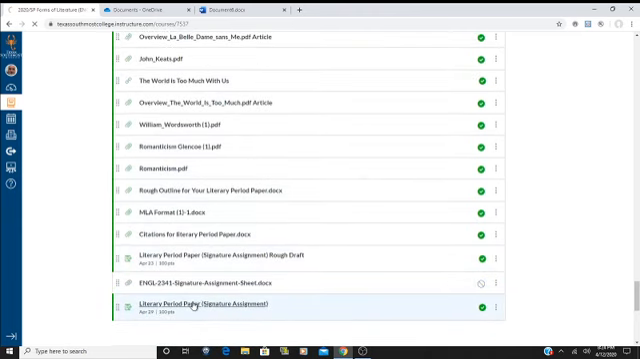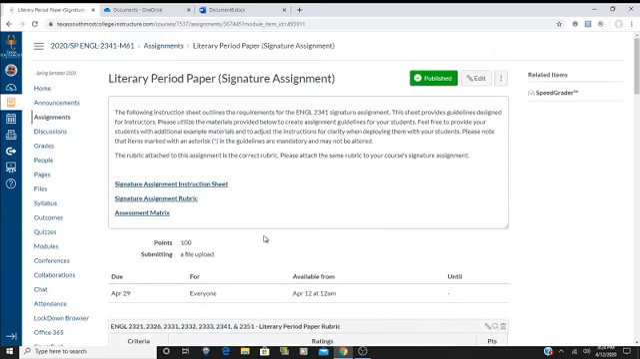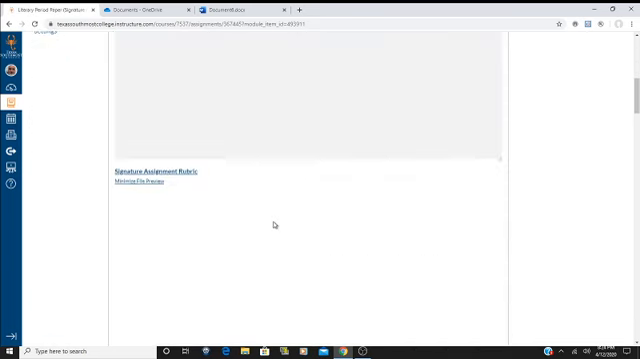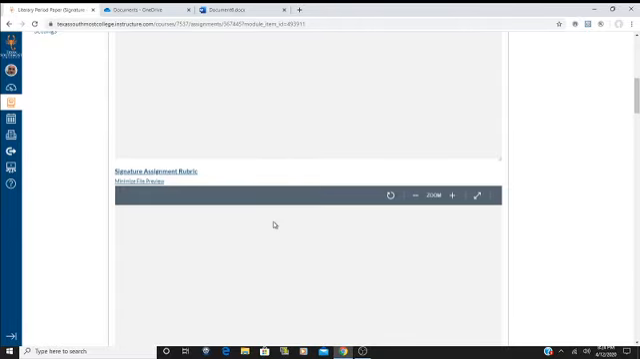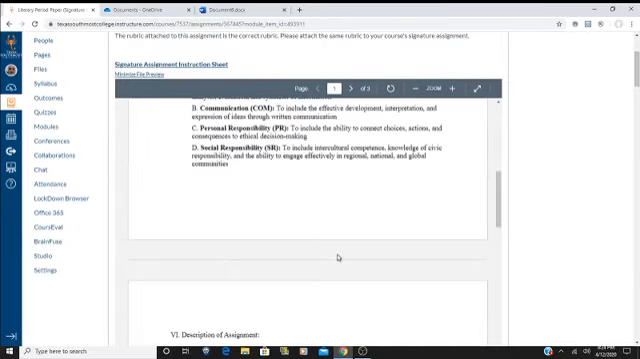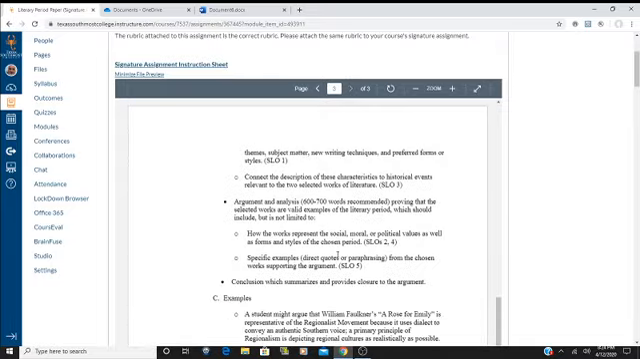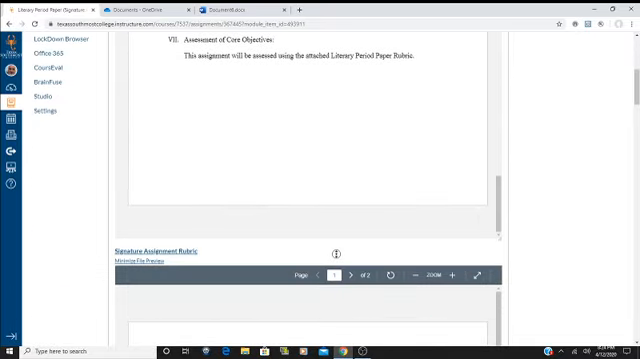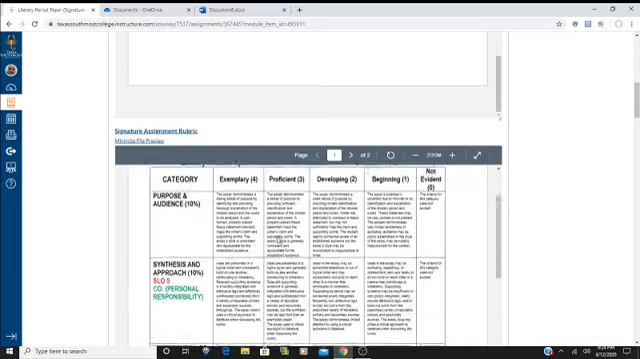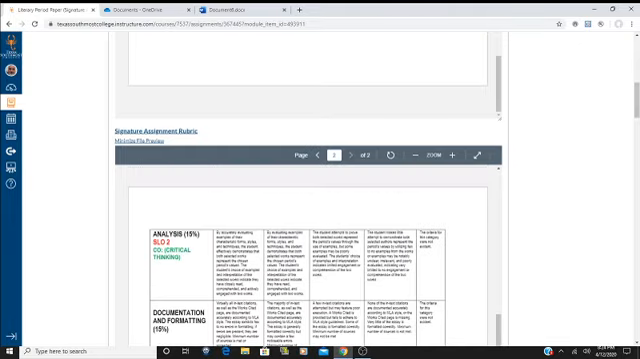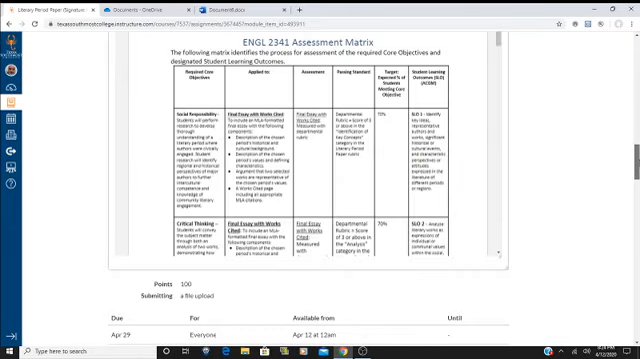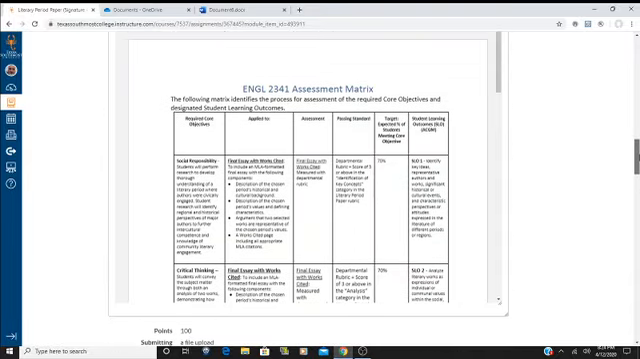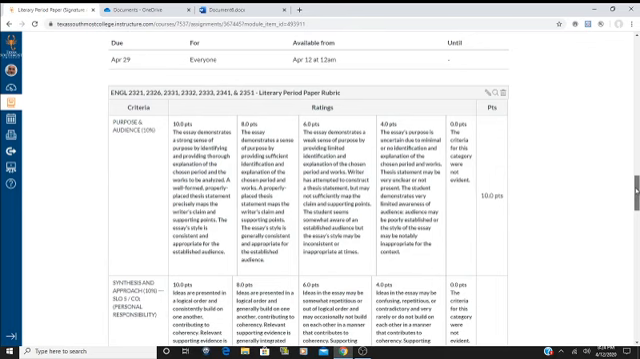When you do the literary period, when you turn it in, you will notice there's a whole bunch of stuff in here. You don't really need to look at that. It kind of says the same thing, but it's a little more complicated. And then further down, here is the rubric we're going to use. So don't pay attention to the rubric that's in this box. We're going to use the rubric with the 13 criteria.